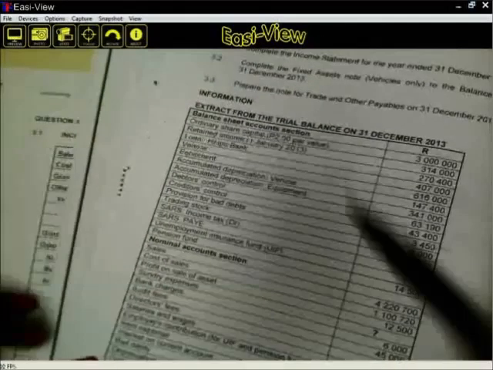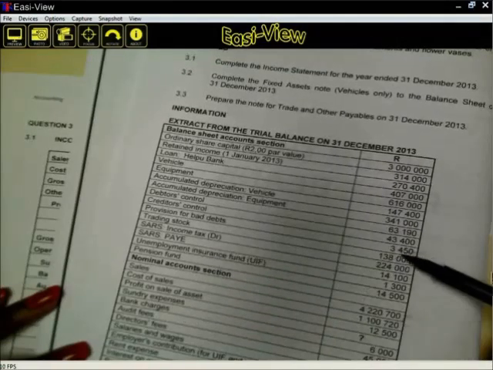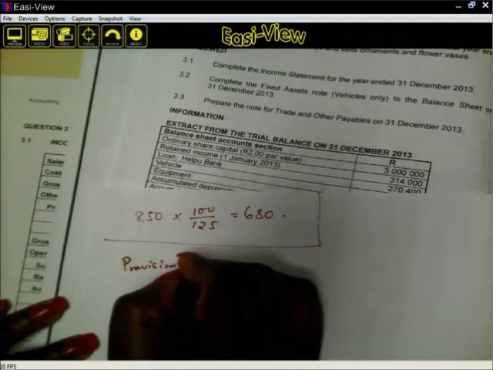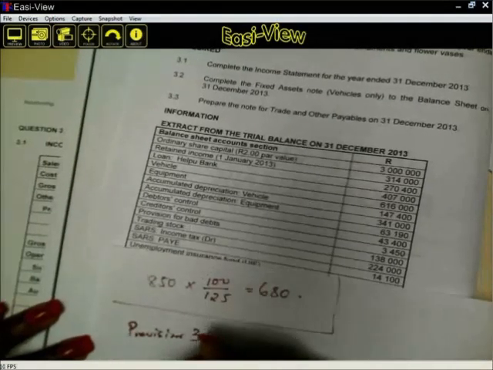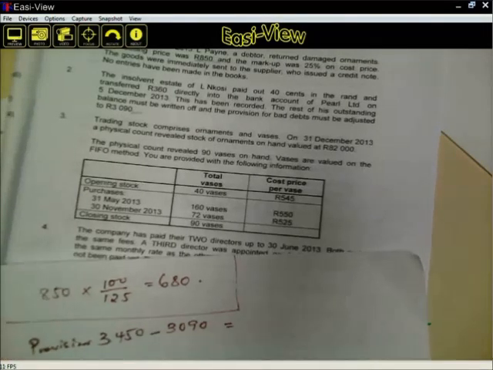Let's check the provision for bad debts this time. Is it an income or a loss? Provision for bad debts, this side, how much do we have? It's 3,450. So it means we have adjusted the provision for bad debts to 3,090. Basically, we paid less than what we expected. So if we pay less, it means it is an income.